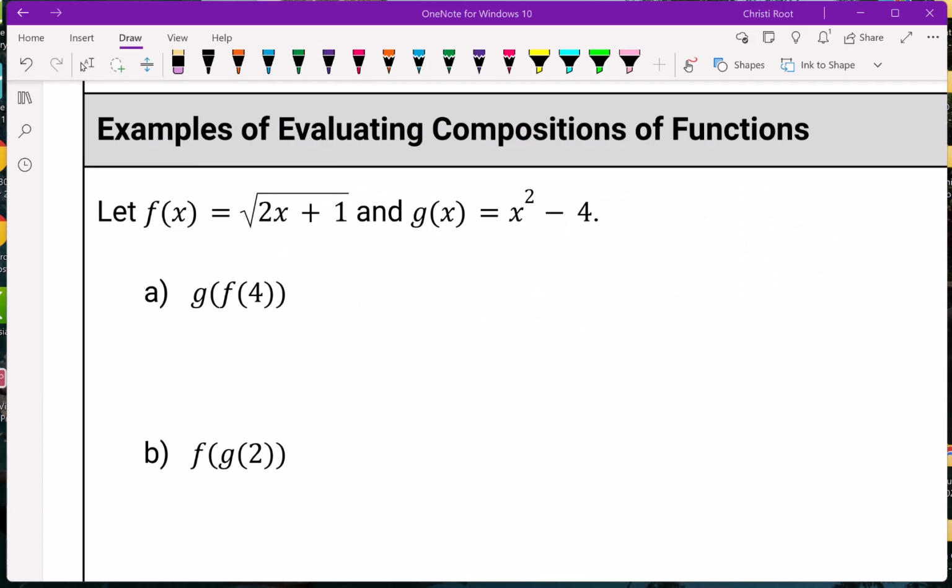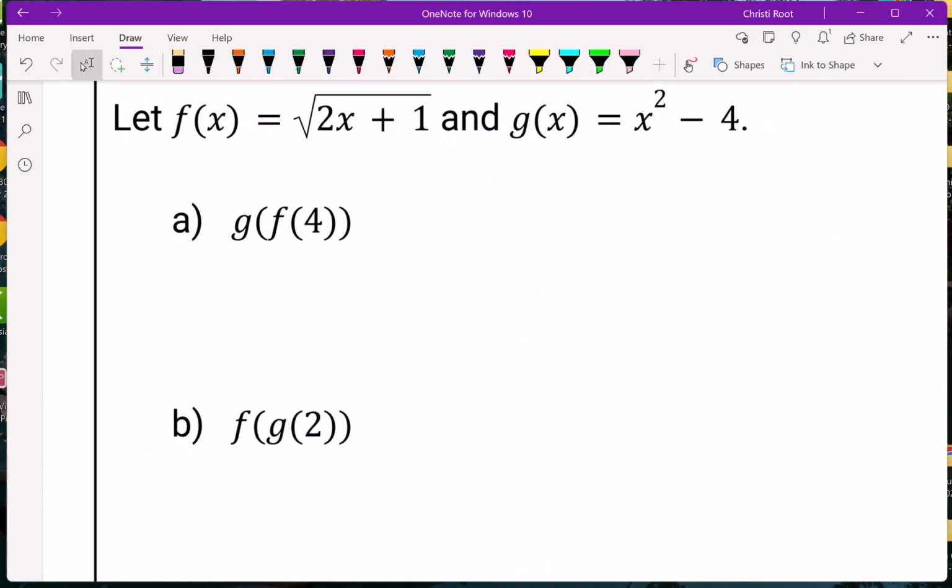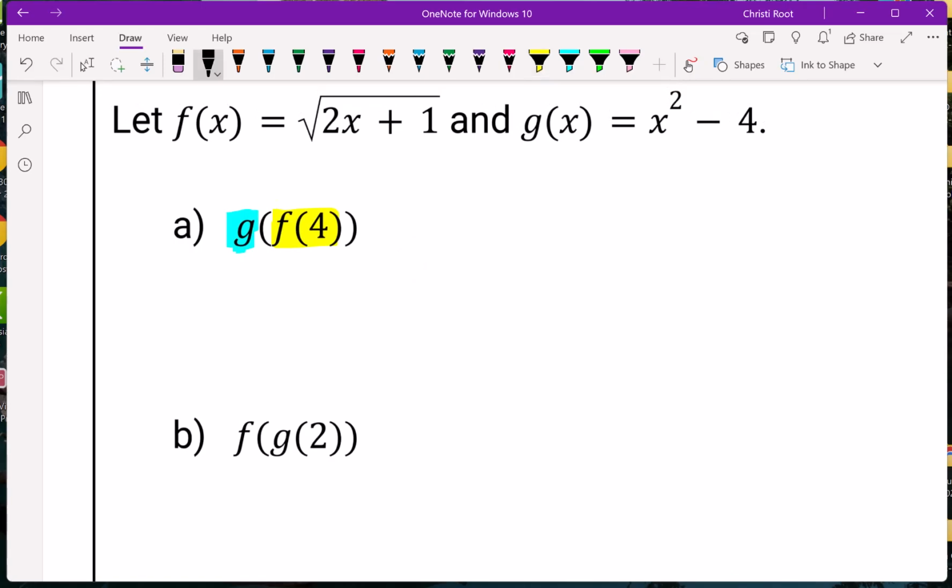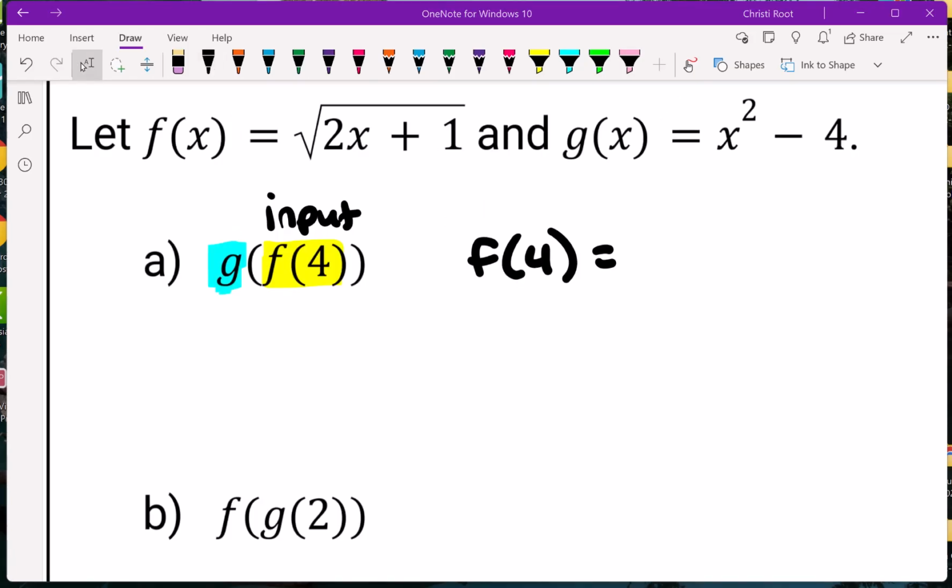All right, so this is what the notation actually looks like. So it's got like a little g on the outside. So if you've got a couple of highlighters, it might help you. So g's on the outside, but then you notice you've got f of 4 on the inside. Well, what that means is that f of 4 is going to be your input. So if I just told you to figure out what f of 4 is, y'all should be able to tell me that. All right, so what we're going to do is we're going to take that 4 and we're going to plug it into the f of x function.